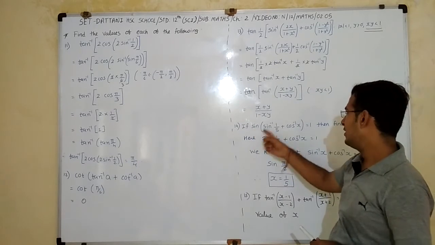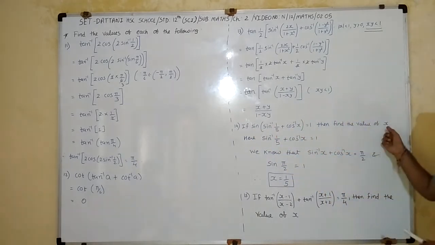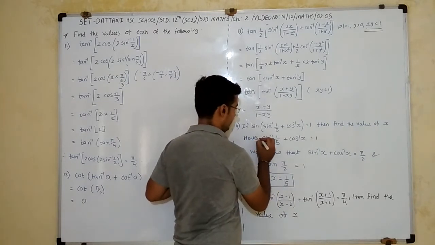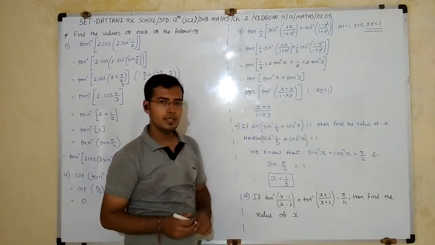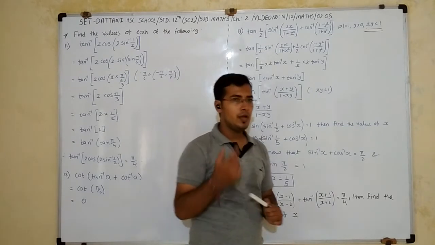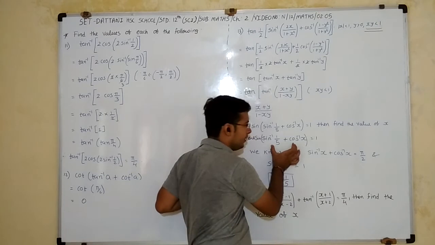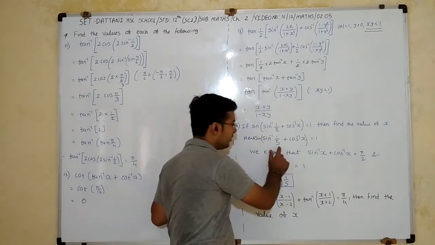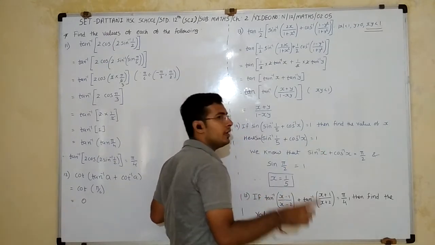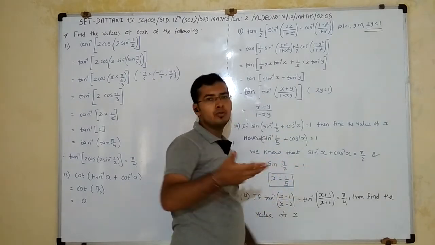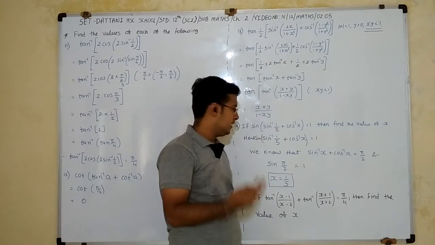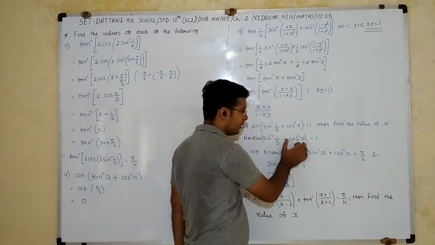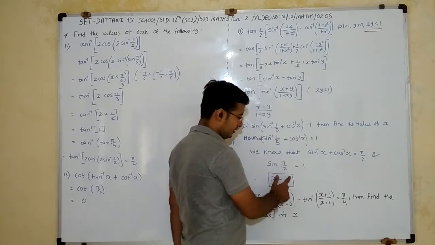Next one, the 14th one: if sin inverse 1 upon 5 plus cos inverse x is equal to 1, then find the value of x. Here sin inverse 1 upon 5 plus cos inverse x is equal to 1 is given. We know that sin inverse x plus cos inverse x is equal to pi by 2, and the value here is 1. If we get pi by 2, then sin pi by 2 gives 1. So I need here pi by 2. How do I get pi by 2? Using the formula, if the angles of sin inverse x and cos inverse x are the same, then we get pi by 2. Already here there is 1 upon 5, so here it must be 1 upon 5. So we get x is equal to 1 upon 5.